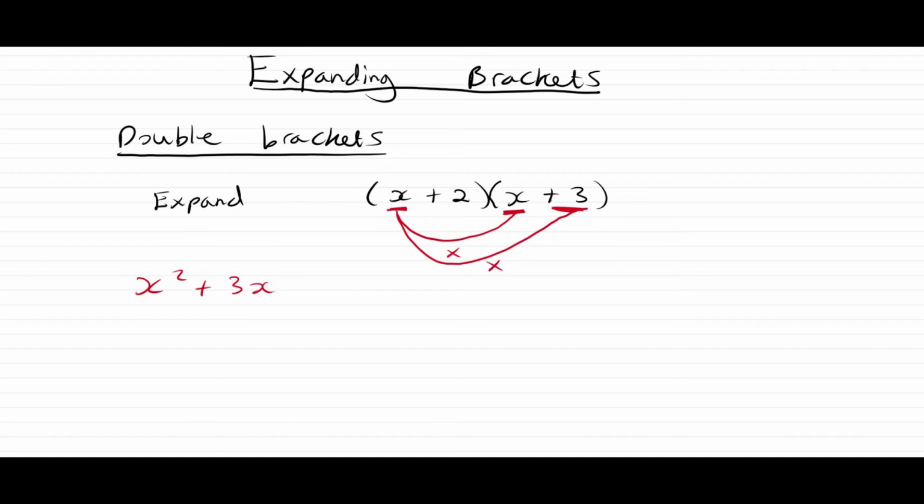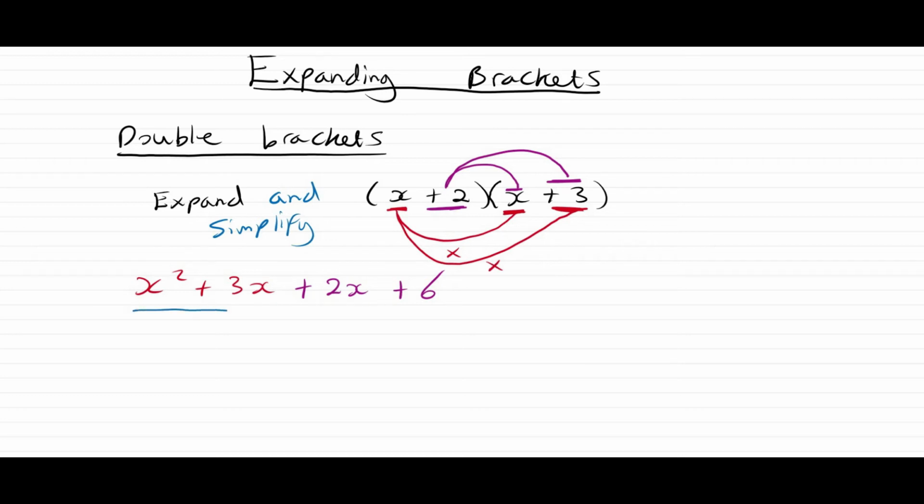Now, all you have to do is look at the plus 2. You multiply that by the first term in the second bracket. So it'll be plus 2 times this x here, which will be plus 2x. And then again, you take that plus 2 and multiply it by the second term in the second bracket, which is plus 2 times 3, which is 6, so plus 6. Now, usually in a question like this, they would say expand and simplify. So that's actually what you have to do here.